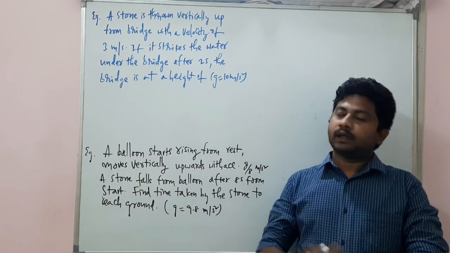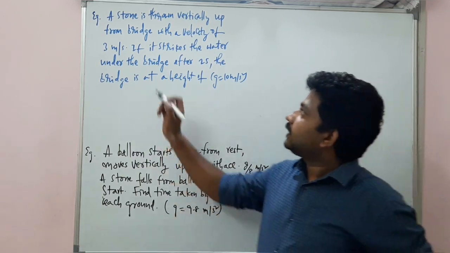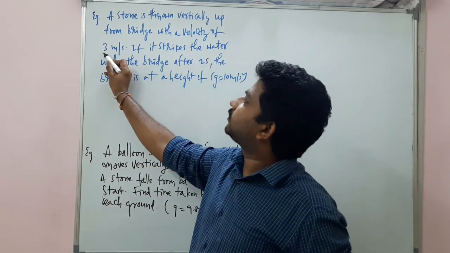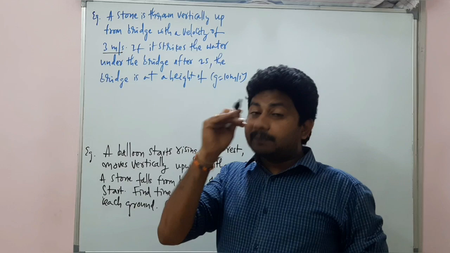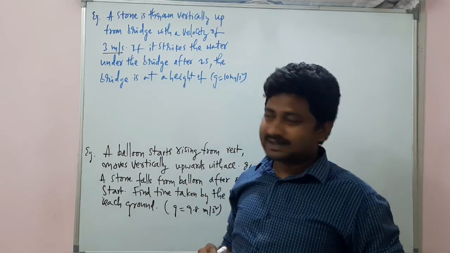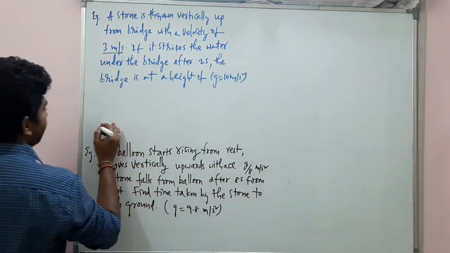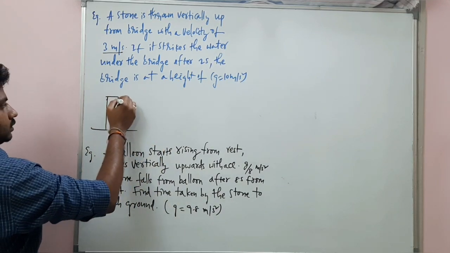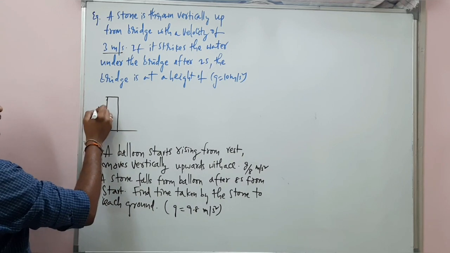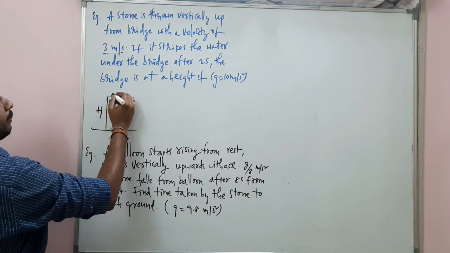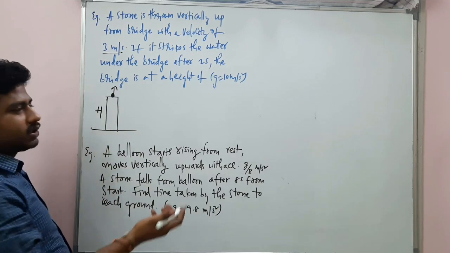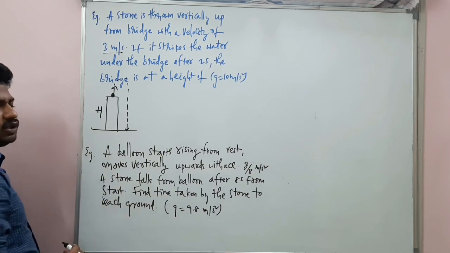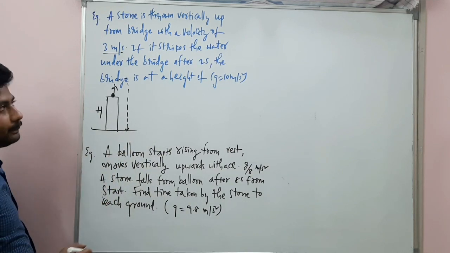Alright, my dear children, let's have a look at the first question. A stone is thrown vertically up from the bridge with a velocity of 3 meters per second. Let me draw a simple and basic diagram here. This is the bridge. Imagine the height of the bridge is h. A stone is thrown up, and it will take some displacement and reach the ground in this way.